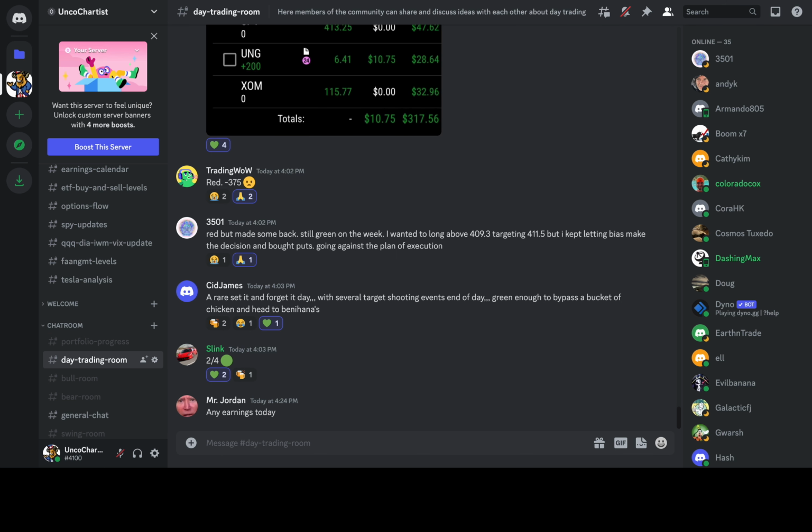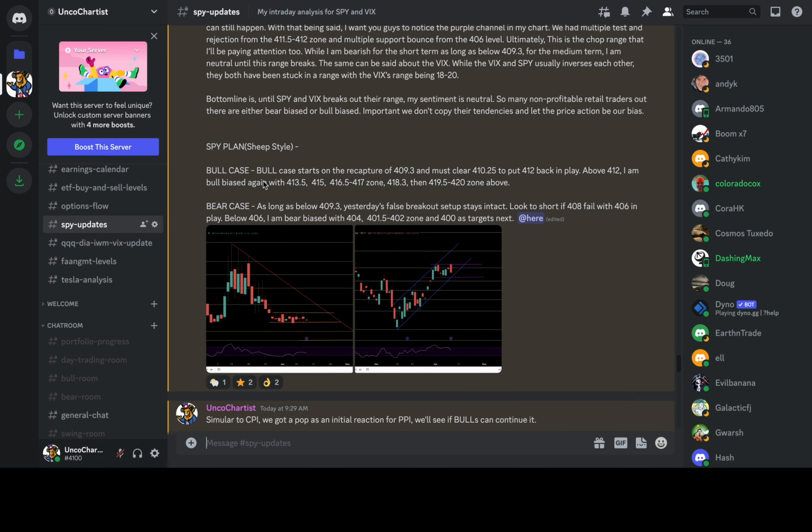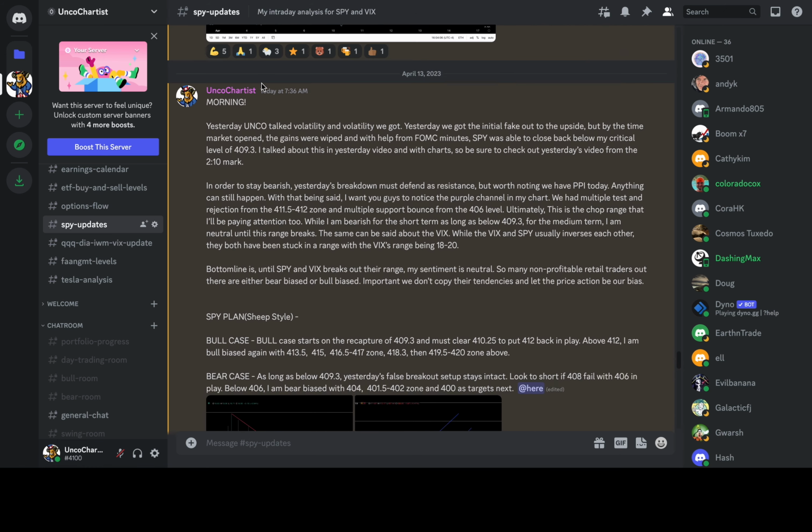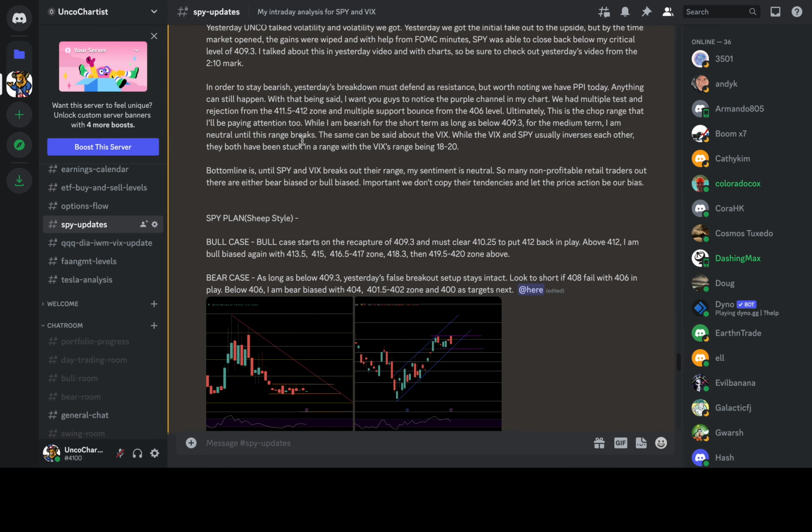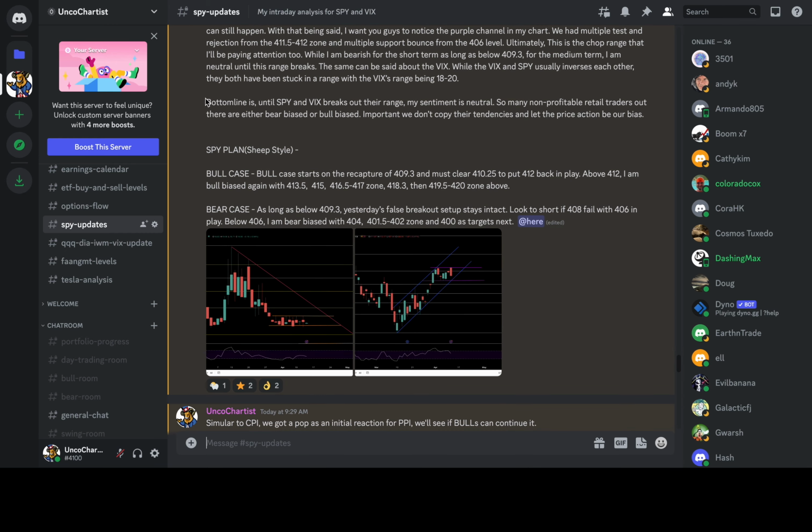All right, going to my Discord here. I write a whole paragraph of thoughts and a plan for the day. I wrote here, bottom line is, until SPY and VIX break out of their range, my sentiment is neutral. So many non-profitable retail traders out there are either bear biased or bull biased. It's important we don't copy their tendencies and let the price action be our bias. That's sheep style trading right there. Anyways, I write the bull case scenario and I write the bear case scenario.